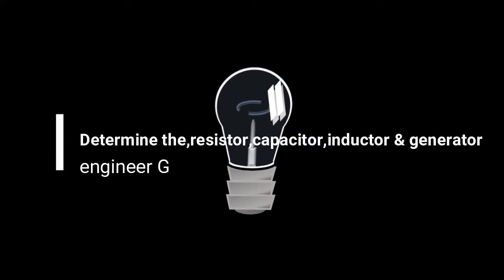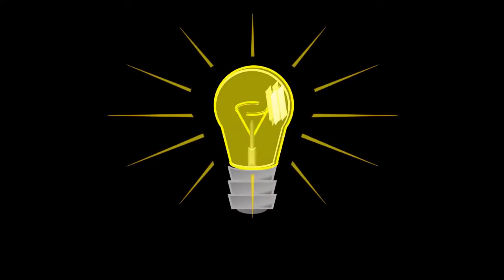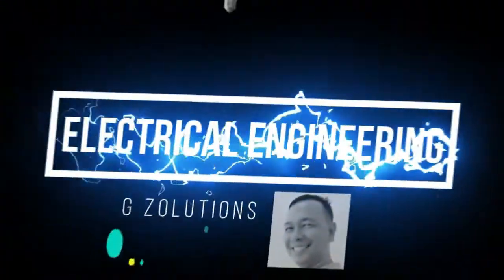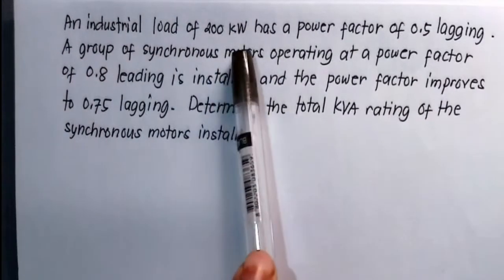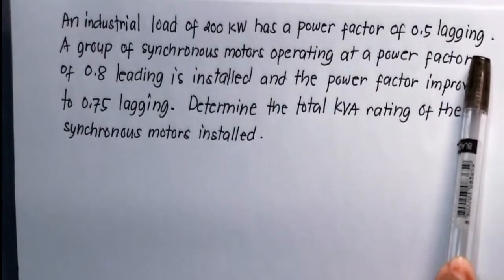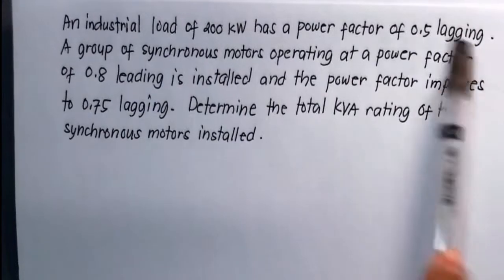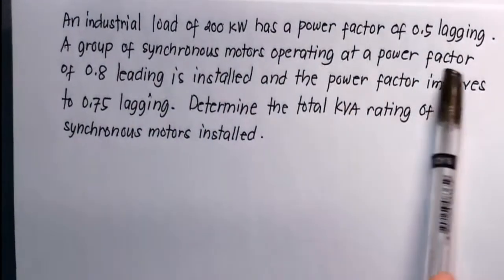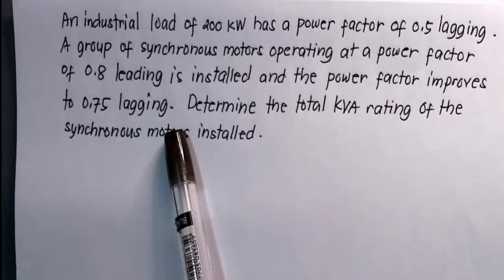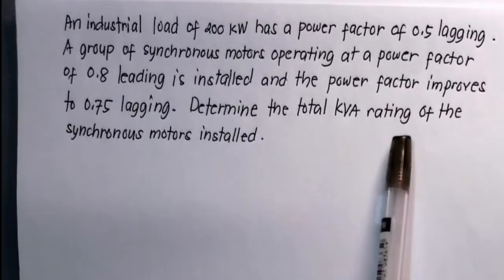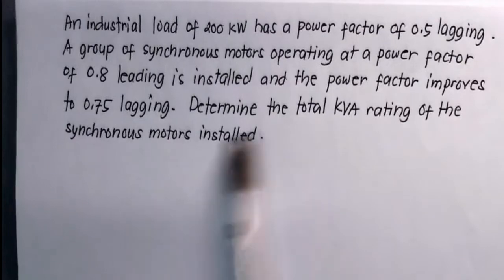Now, we have here a problem. Let me read the problem. An industrial load of 200 kilowatt has a power factor of 0.5 lagging. So it is more inductive. And a group of synchronous motors operating at a power factor of 0.8 leading is installed, and the power factor improves to 0.75 lagging. So you are to determine the total kVA rating or the apparent power of the synchronous motors installed.